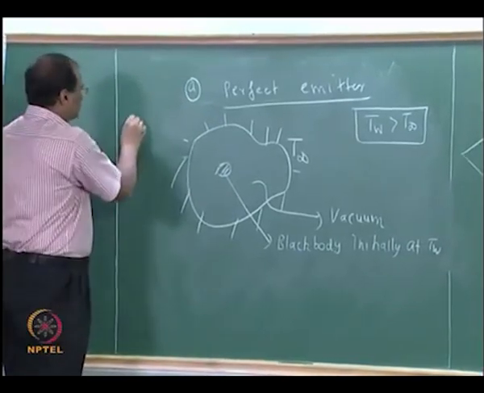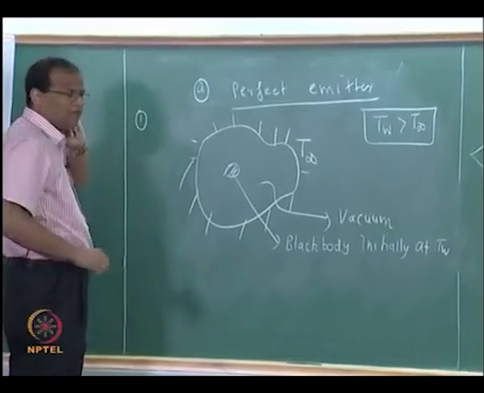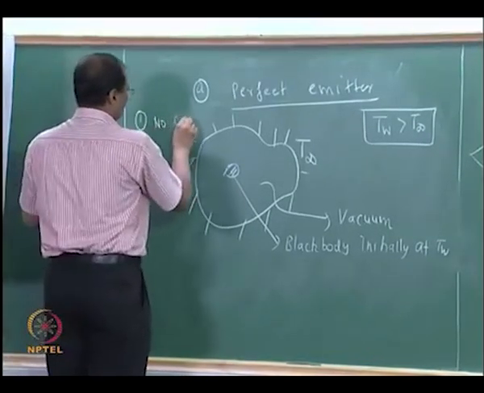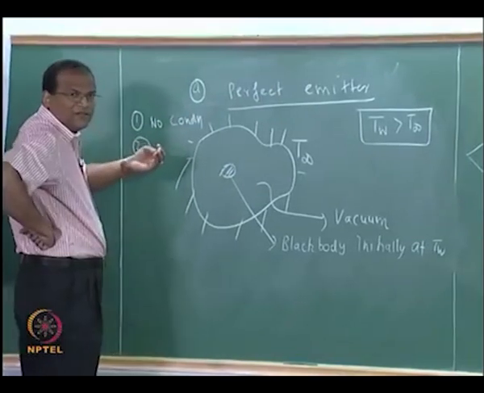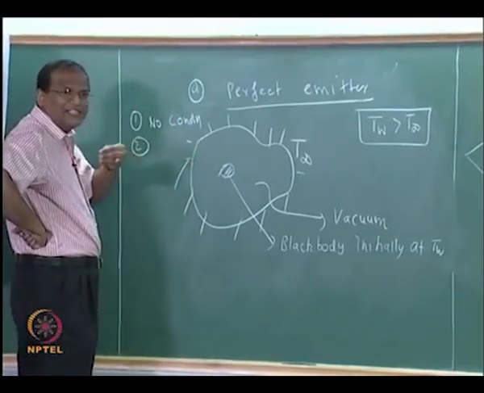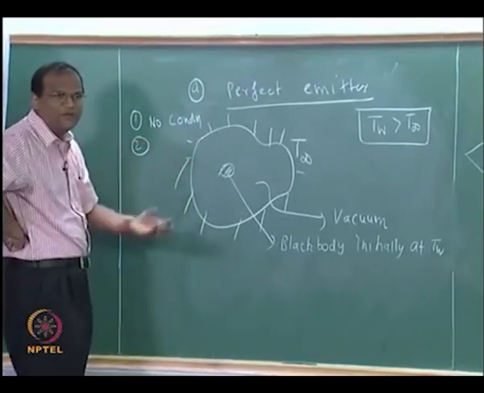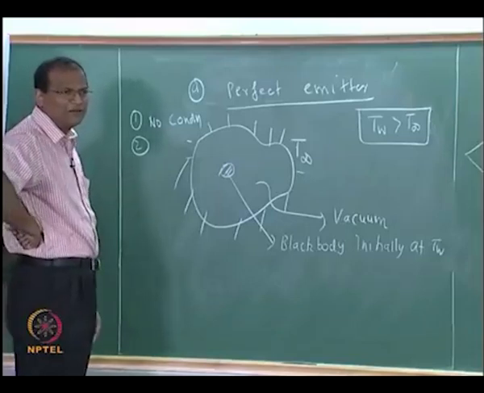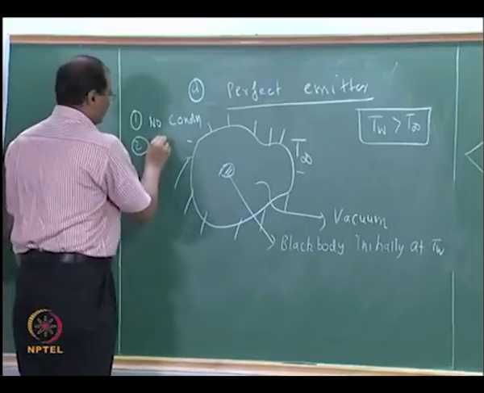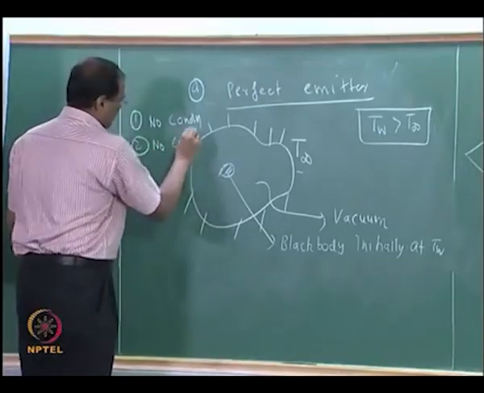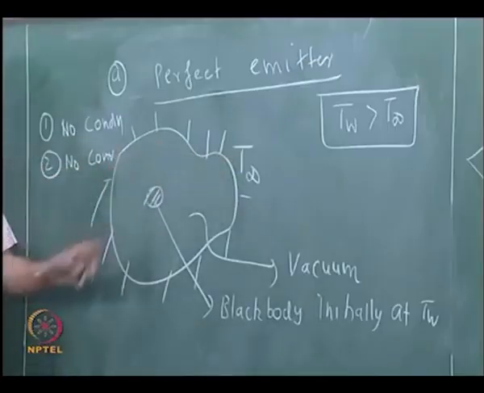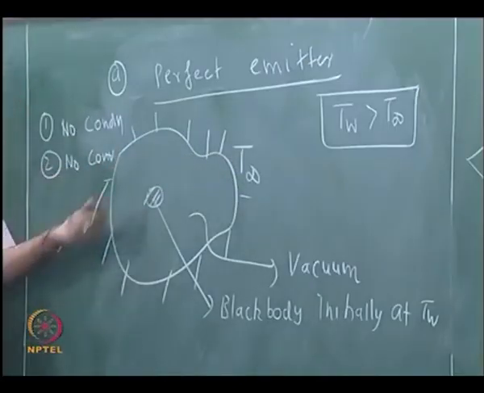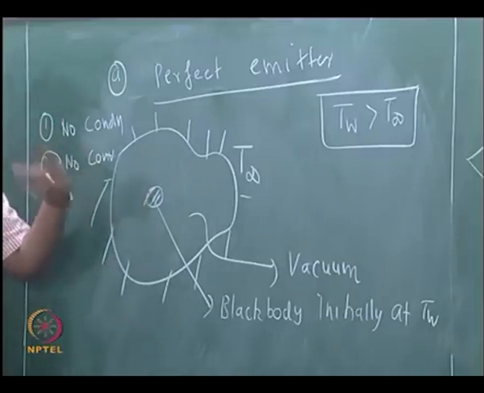So which mode of heat transfer is prevented? No conduction. It is evacuated, so there is vacuum, there is no medium. So which other mode of heat transfer is prevented? Convection. But let us say T infinity is 30 degrees centigrade and TW is 200 degrees centigrade. It is a small body in a large enclosure.